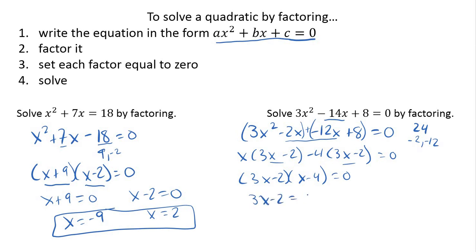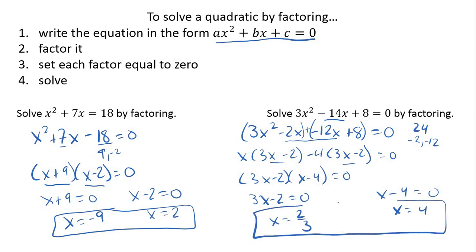So 3x minus 2 equals 0, and x minus 4 equals 0. Of course, x equals 4. Just rearrange it. This one, add your 2, divide by your 3. So x would equal 2/3 for that one. And there you go. That's how you factor to solve quadratics.